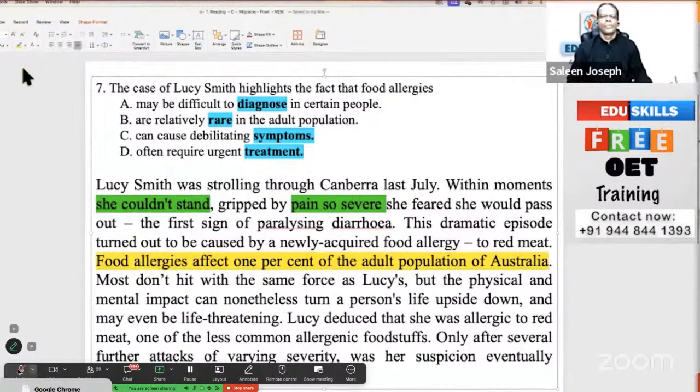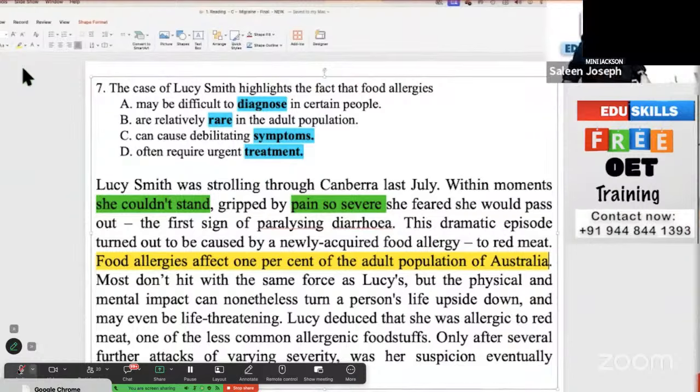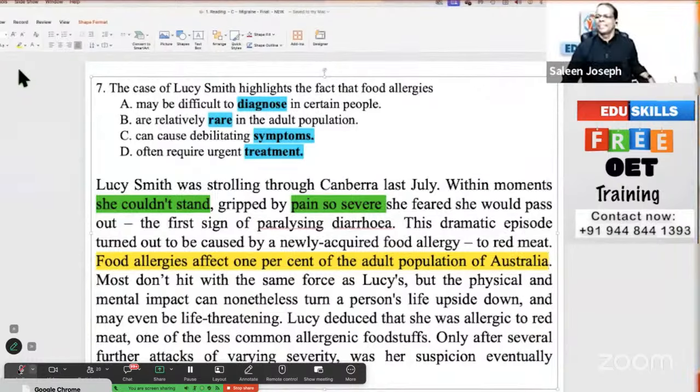Is it the same? Option B says food allergies are relatively rare in the adult population. The text says food allergies affect 1% of the adult population of Australia. 1%. Generally, 1% means rare, right? Yeah, not many. This is one of the tricks they create to confuse you in most of the texts.